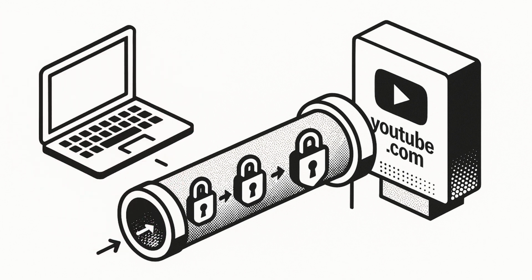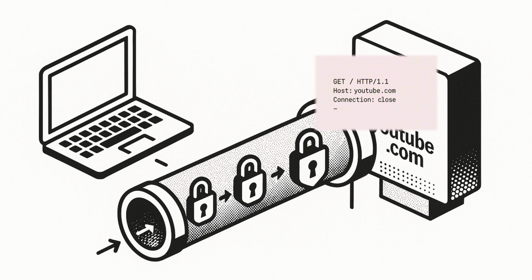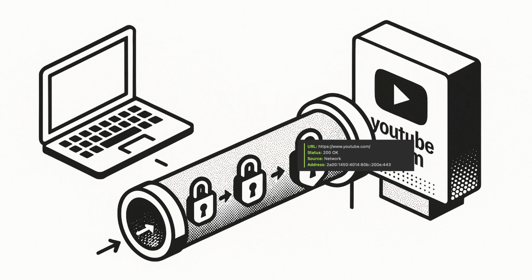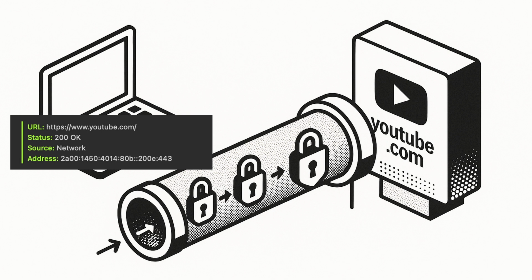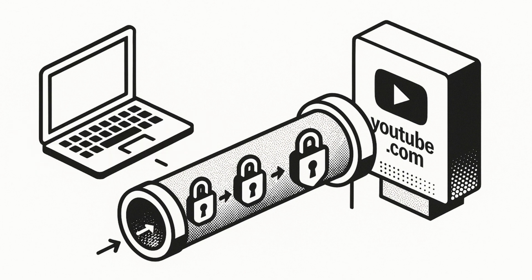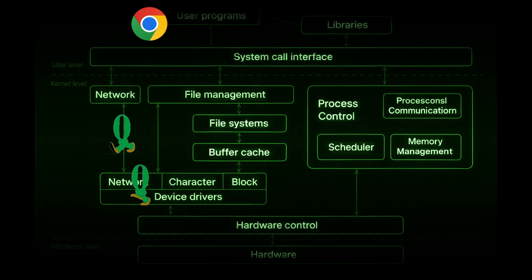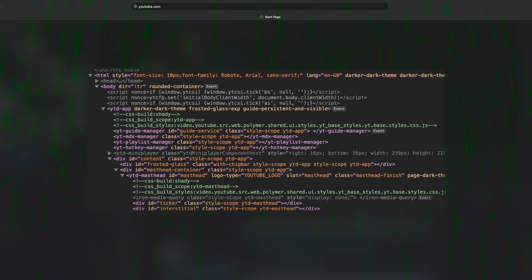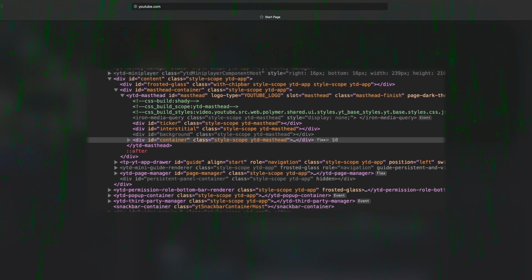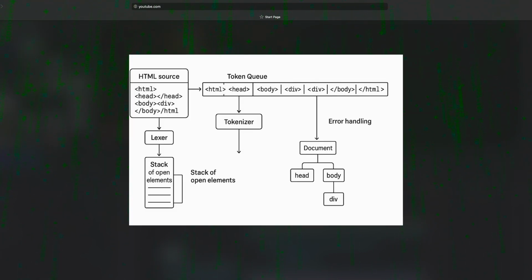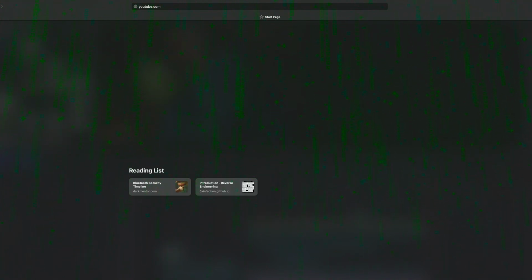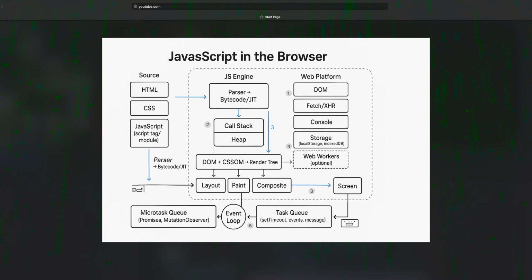YouTube's servers process this near instantly and reply with an HTTP OK response, headers, and the HTML content of the homepage. As response packets arrive, the OS reassembles them in order and delivers the byte stream to the browser. The browser's HTML parser reads each tag and text node, building the document object model, DOM. When it encounters a style sheet link, it fetches and parses CSS into a style tree. Scripts without an async flag pause parsing to run, potentially altering the DOM.